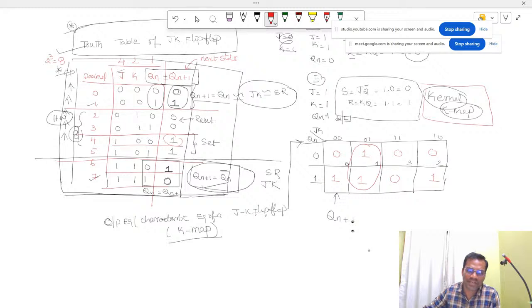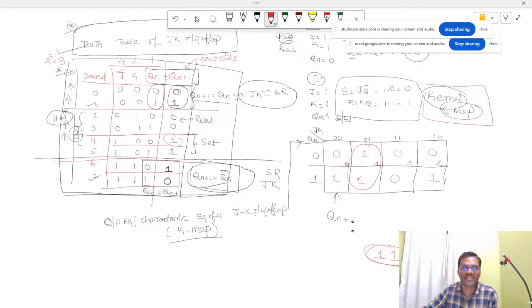So how to make the groups on the map is either 1 1 should be in the same line, or 1 1 should be diagonal, or 1 1 should be cyclic. Are you able to understand? How to make the groups: both should be in a row, side by side, or both should be column-wise, or four values should be in the same place, then you can make it a circle. But here this 1 1 we made one group, so this group is completely eliminated.